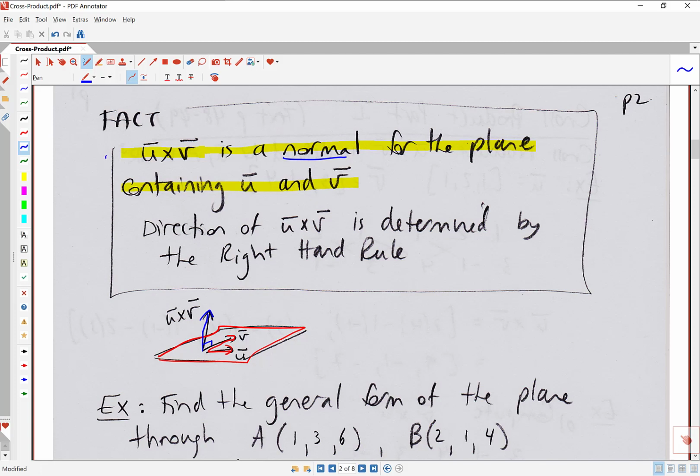And then we should talk about the direction of U cross V. So in this picture, U cross V is pointing up out of the plane. And the way that we know that for sure is by something called the right-hand rule. If you're trying to decide whether U cross V is pointing up or down in this picture, it's the right-hand rule that determines that. So let's talk about the right-hand rule in a bit more detail.